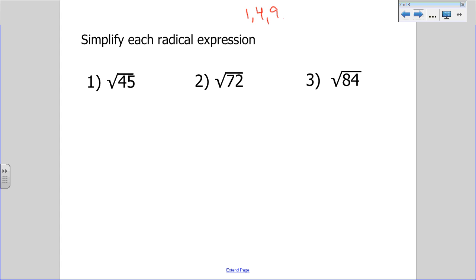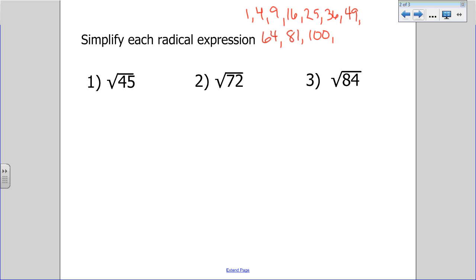Then we have 9, 16, 25, 36. 49 is 7 times 7. So I'm just going through these. My mental math is pretty strong. My math facts are really strong, so I'm just able to rattle these off. But after 49, if you need to, you would do 8 times 8 is 64. 9 times 9 is 81. Then we have 100 for 10 times 10.